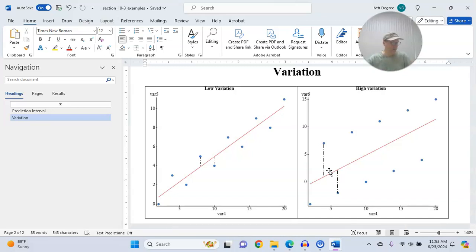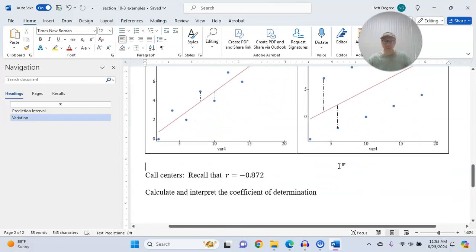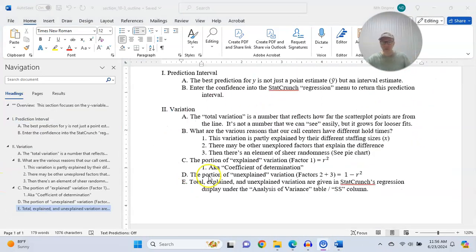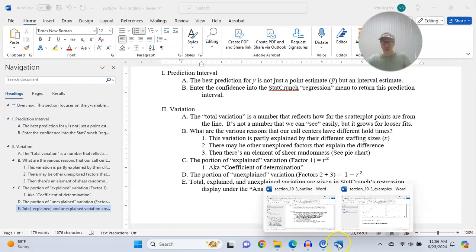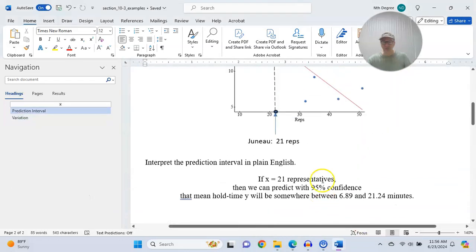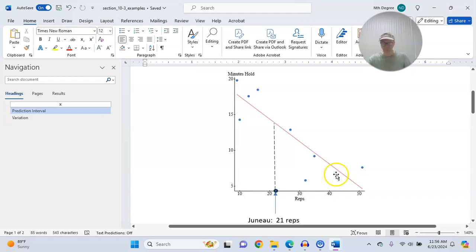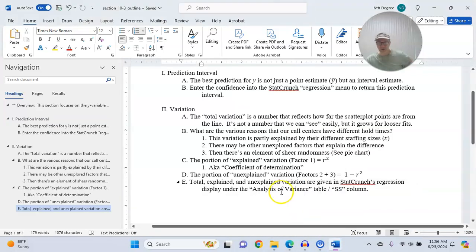Now, of course, we'll have to get into a little bit more of a quantitative discussion and put some numbers on this. As a preliminary, I want to think about what are the various reasons that our call centers have different hold times. And on our scatter plot of the call center, why are some of the points higher than others? Some of them are way up here, some of them are way down there. How come? Well, we can basically break that down into 3 reasons.